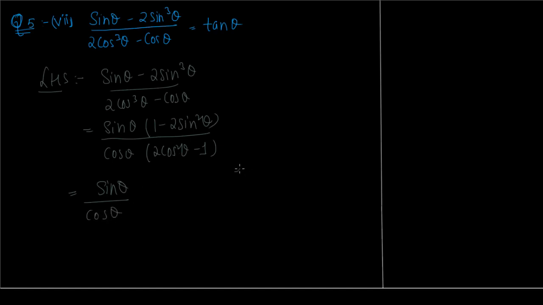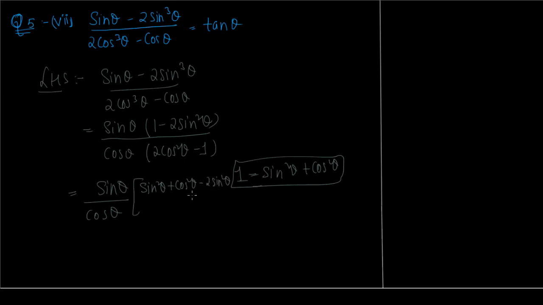Now you know that 1 can be written as sine square theta plus cos square theta, right? Now just substitute this value of 1 in both the numerator and denominator. If I can prove that this part is 1, I get directly sine theta by cos theta, and that will be the answer. So let's see if we can do that. So 1 can be written as sine square theta plus cos square theta, and this is minus 2 sine square theta. And here too, 1 can be written as, after the term 2 cos square theta minus 1, minus of sine square theta plus cos square theta.